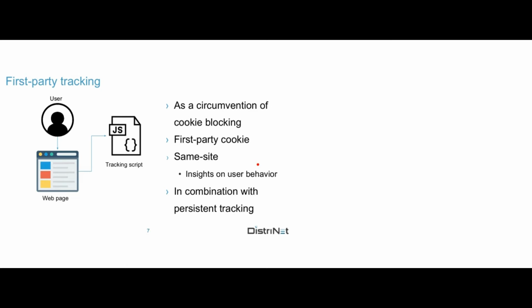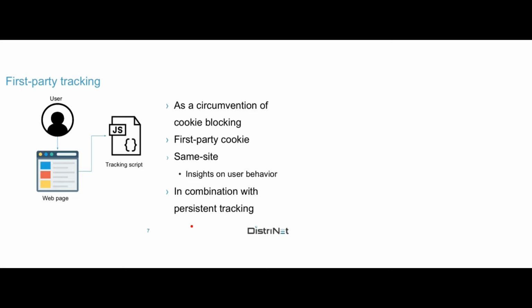However, a limitation of this method is that it cannot be used to track users across different websites because the cookie stays first party. However, in practice, when this technique is used in combination with persistent tracking, it is possible to track users across different websites, such as, for instance, fingerprinting or cookie syncing, which I'll come back to later.